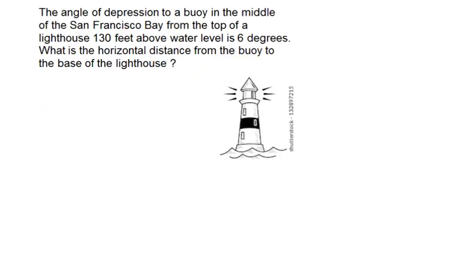Now, the angle of depression of a buoy in the middle of San Francisco Bay from the top of a lighthouse, 130 feet above water, is 6 degrees. So I have a little lighthouse drawn here. We take this being 130 feet.